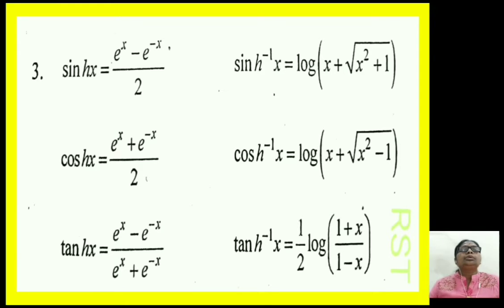upon 2, and cos hyperbolic inverse x equal to log of (x plus square root of x square minus 1). Also you know that tan hyperbolic x equal to (e raised to x minus e raised to minus x) upon (e raised to x plus e raised to minus x), and tan hyperbolic inverse x equal to 1/2 log of ((1 plus x) upon (1 minus x)).